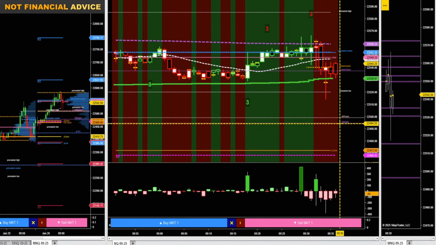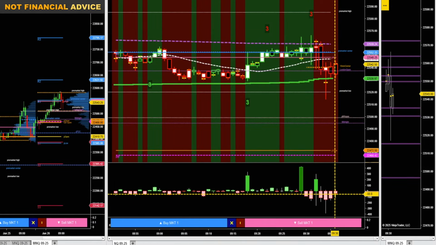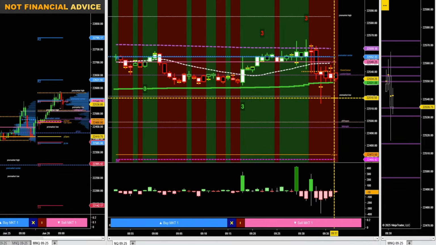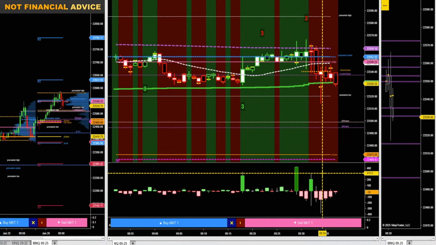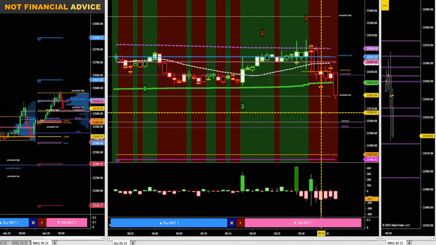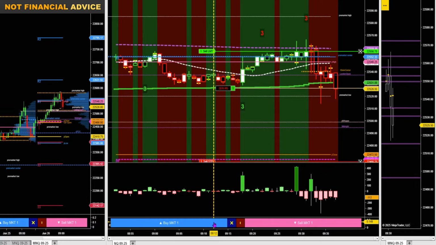Volume is still decreasing. Delta's starting to drift up. Here's the volume coming in. Let's see which way it pushes. It's trying to push to the downside. Not much delta coming in yet. Not much volume coming in yet. And take another bounce trade off of pre-market low.